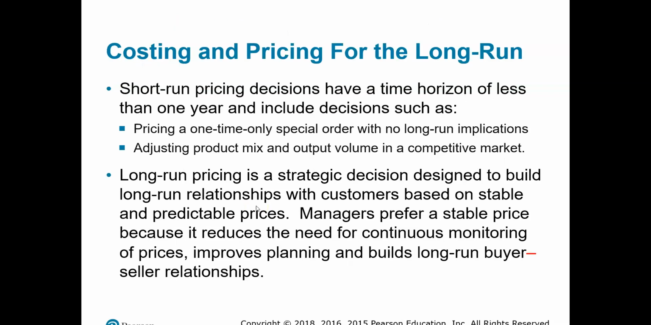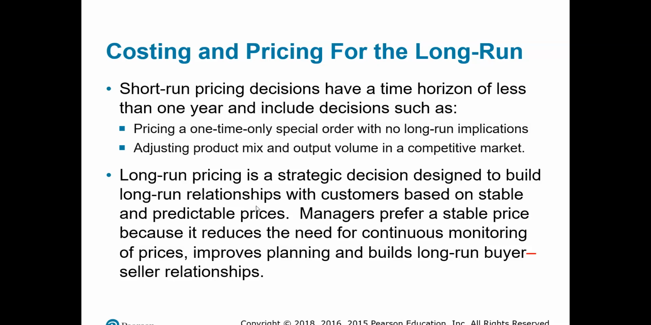So now we're going to talk about short-run pricing and long-term pricing. Last chapter, in the relevant information decision-making chapter, chapter 11, we dealt a lot with short-run pricing, and when we talk about short-run pricing, we're talking about a time horizon of a year or less. You remember one of the decisions we had to make was a one-time-only special order, and it had to have no long-run implications, could not affect our clients or our customers, and could not affect our normal operations.